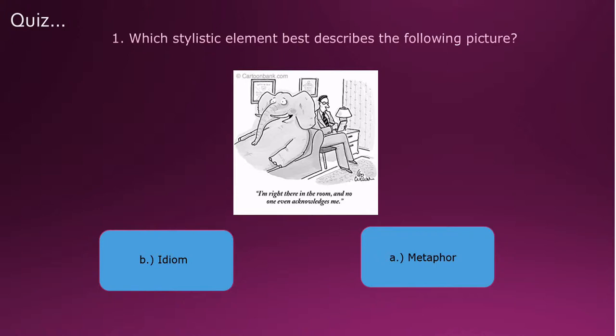I'm right there in the room, and no one even acknowledges me. Oh, the miraculous elephant in the room. Is it A, idiom, or is it B, metaphor? If you chose A, idiom, you are correct.